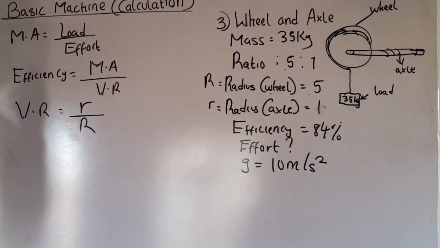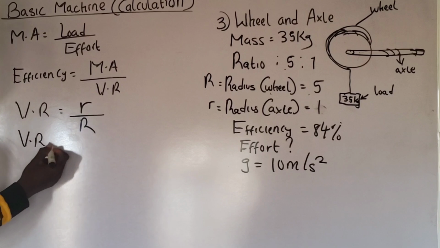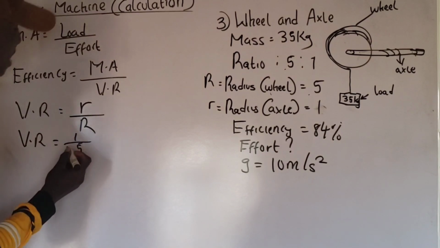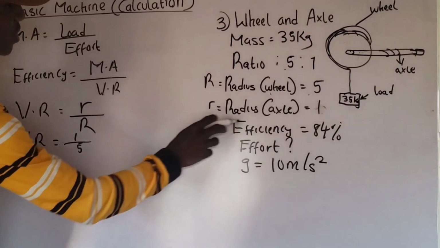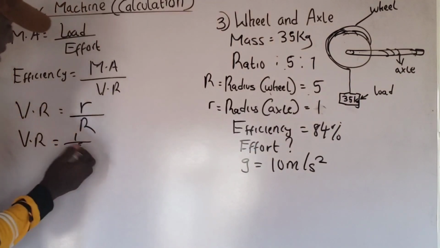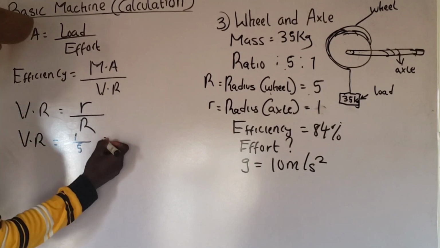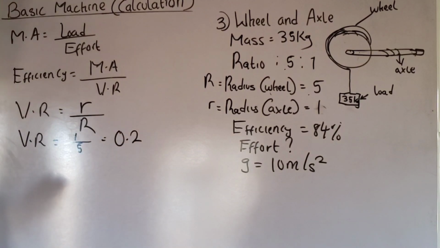You understand? So in this case, the velocity ratio here is 1 over 5, because the radius of the axle is 1, and the radius of the wheel is 5. So 1 divided by 5 is 0.2. You understand? So the velocity ratio here is 0.2. Do you understand? Okay?